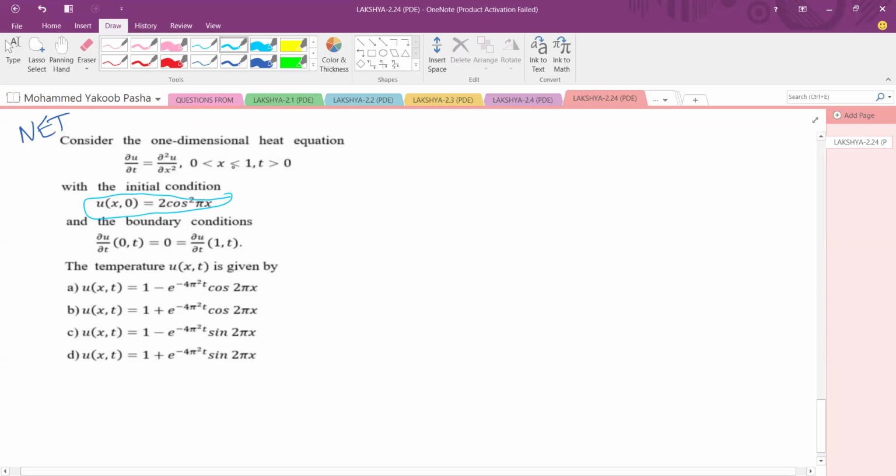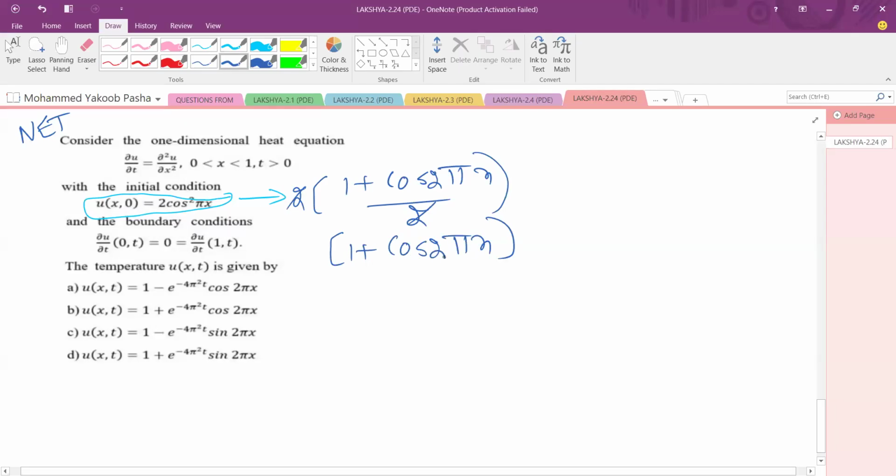So I am writing 2 cos square pi x in another form. 2 into cos square pi x can be written as 1 plus cos 2 pi x by 2, here 2 will be cancelled. So here 1 plus cos 2 pi x, and we can compare the second term with cos n pi x. So we can write n is equal to 2 pi, and from this equation we can write c is equal to 1.